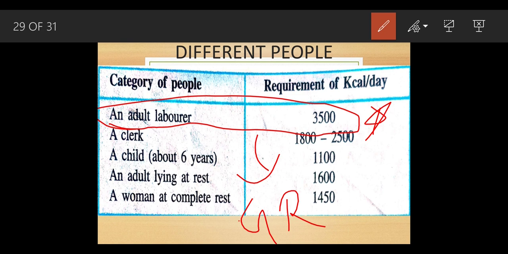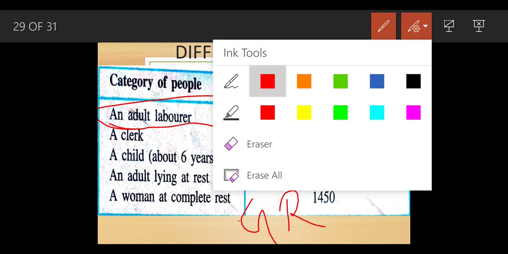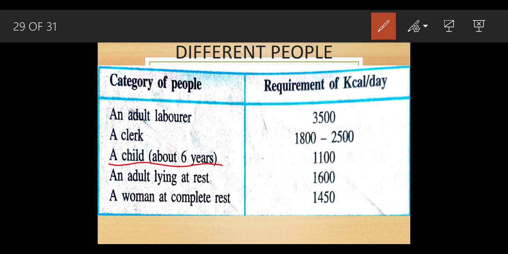And who requires less energy? A child of about 6 years, because they don't do any physical work or mental work. At the age of 6 years they are quite chilled out, so that is why they don't need a high amount of energy.